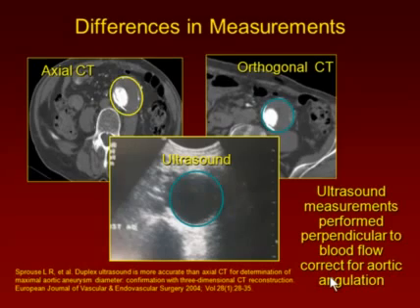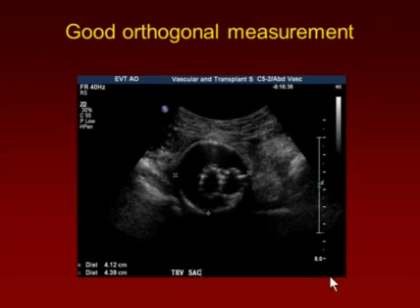And again, this was published in the European Journal of Vascular and Endovascular Surgery in 2004, with the main author Richard Sprouse. Good orthogonal measurements look like this. You make that fusiform aneurysm as round and large as you can, and they should be fairly symmetrical, and that's what a good measurement should look like.